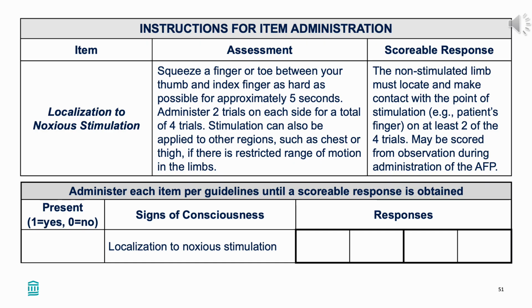Even if the patient is prevented from making contact due to safety restrictions, scoring is permitted as long as the attempt is isolated to the stimulated limb and meets these criteria. For example, if the examiner applies pressure to the patient's right finger for 2 trials and the patient reaches with their left hand and makes contact with their right finger on both trials, then the examiner should mark localization with a 1 in the left column to indicate the core behavior as present and discontinue the exam.